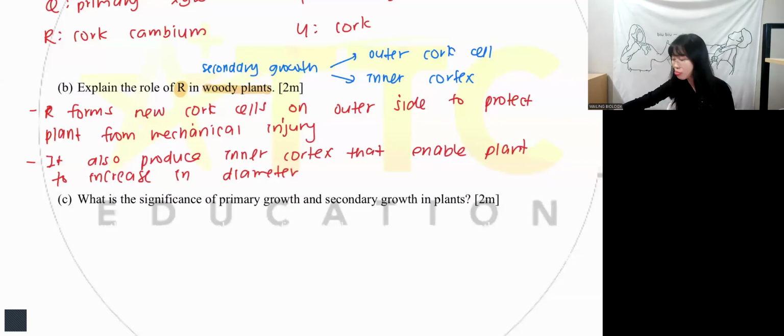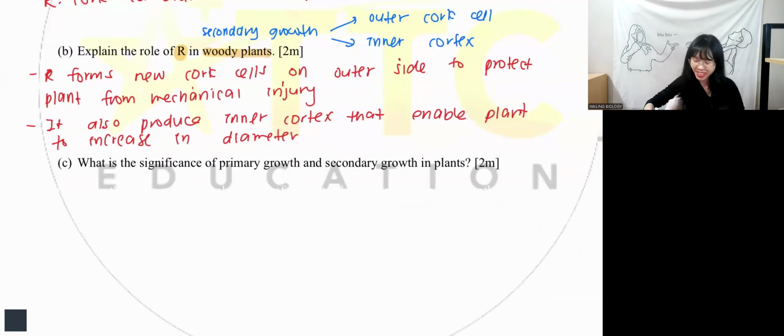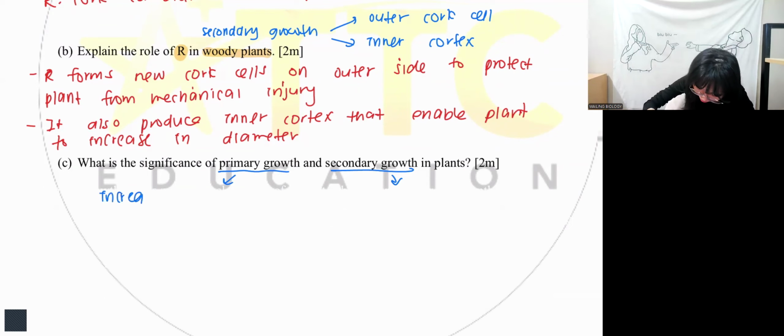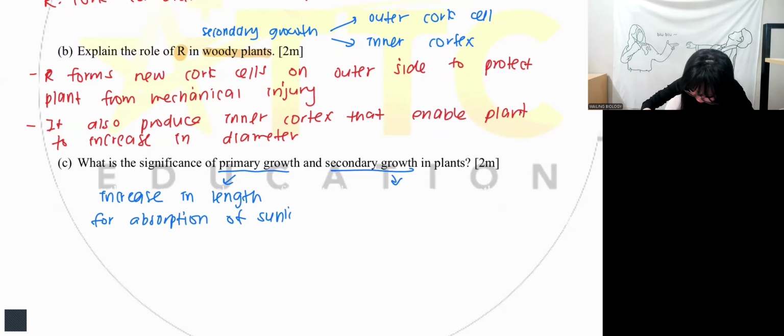Okay, what is the significance of primary and secondary growth? I know that it's the end of the class already, but give me some time to finish a few questions before we end the class, okay? Primary growth is to increase in what? Increase in length. Very good. Increase in length for them to get more sunlight or more water. So they increase in length for absorption of sunlight. Or you can say lengthen root for absorption of water.